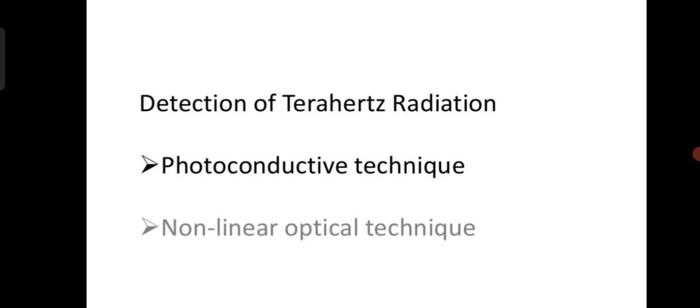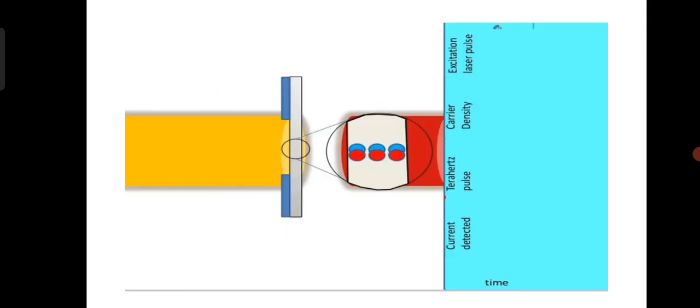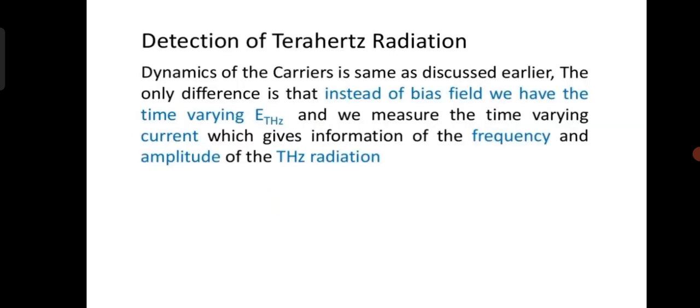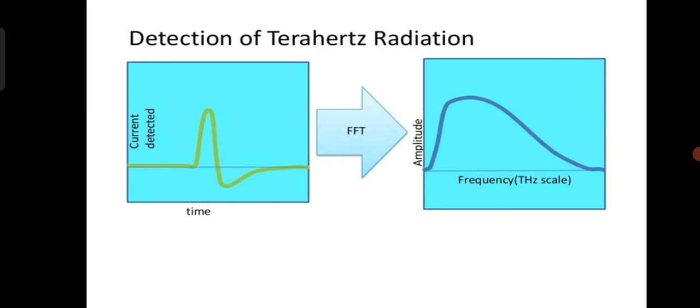Detection of the terahertz radiation is done by two techniques, the photoconductive technique and the nonlinear optic technique. You can see the picture of detecting terahertz radiation. Detection of terahertz radiation using photoconductive carriers is the same as discussed earlier. The only difference is that instead of a biased field, we have a time-varying electric field, and we measure the time-varying current, which gives information on the frequency and amplitude of the terahertz radiation. Here you can see the detection of terahertz radiation from the time-varying field to the frequency-varying field.